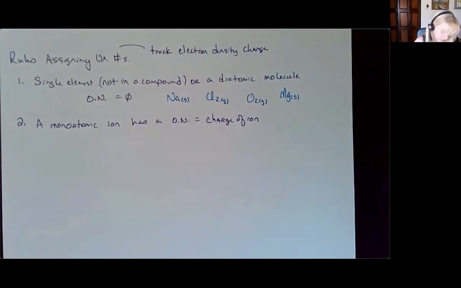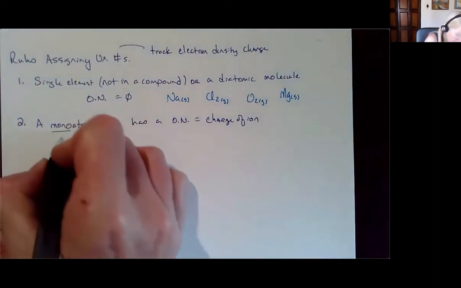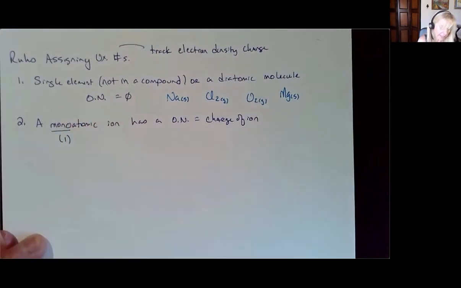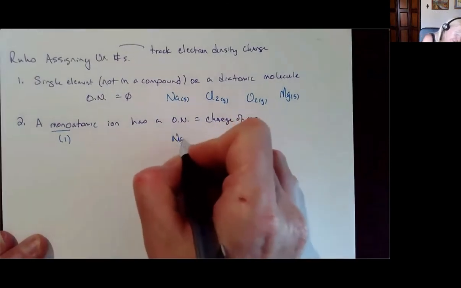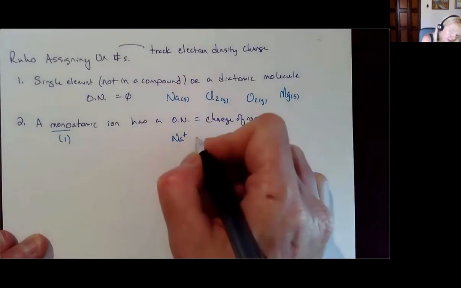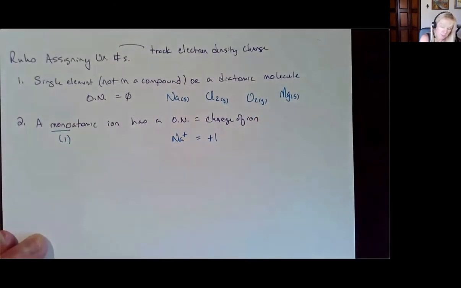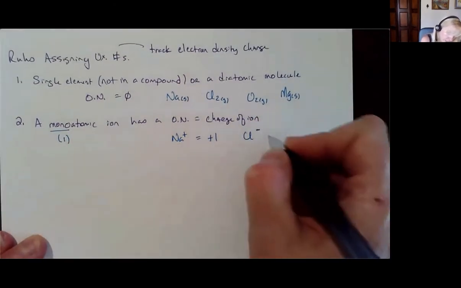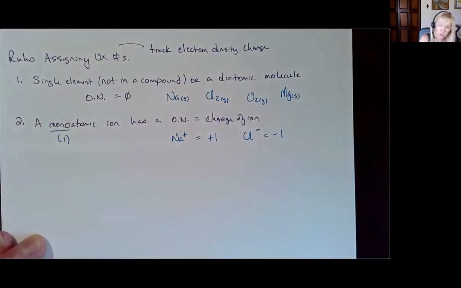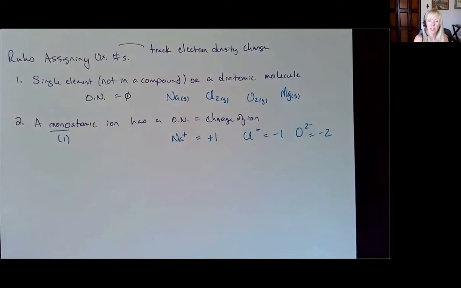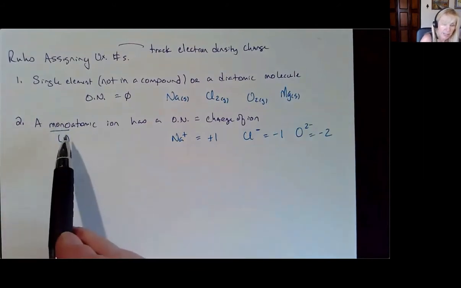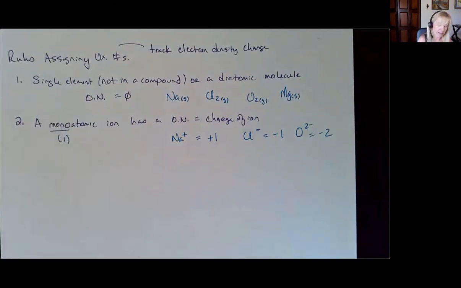My second rule is if I have a monatomic ion, mono meaning one, my oxidation number is going to equal the charge of the ion. So when I form sodium +1, my oxidation number for that is +1. When I form chloride -1, my oxidation number is -1. Oxide, O2-, is -2. So monatomic means one atom. If I have a one-atom ion, my oxidation number is going to equal the charge of that ion.